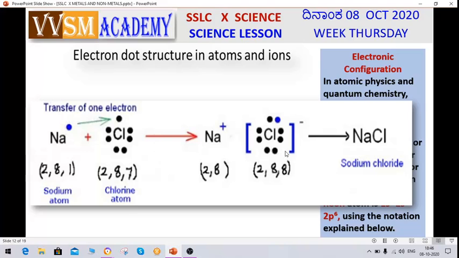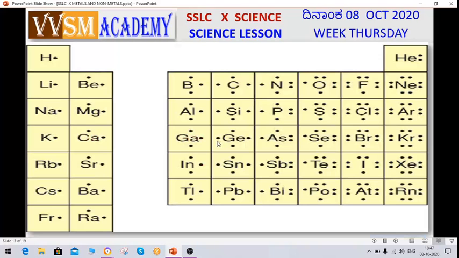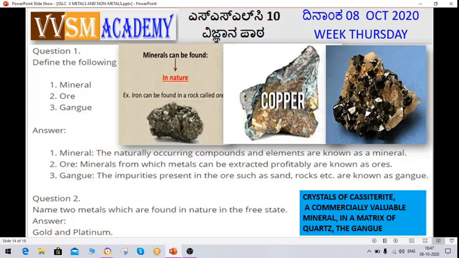This sodium chloride is a compound. This is the electron dot structure, 2,8. Here in chlorine, 2,8,8. This is the electron dot structure. So these are different according to the arrangement of the periodic table. This is the first group of the periodic table, only one electron in the outermost orbital. Two dots means 2 electrons, 3 dots means 3 electrons, like that. Depending upon the number of electrons in the outermost orbital, the valency is decided. Please see the table carefully.